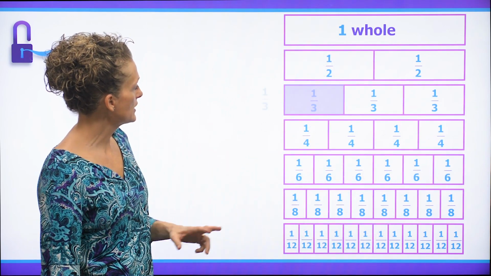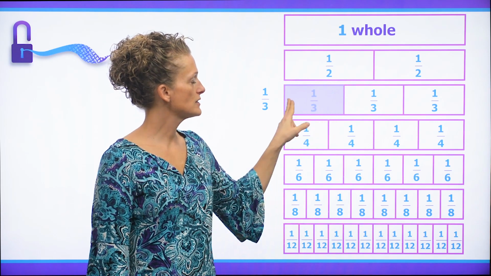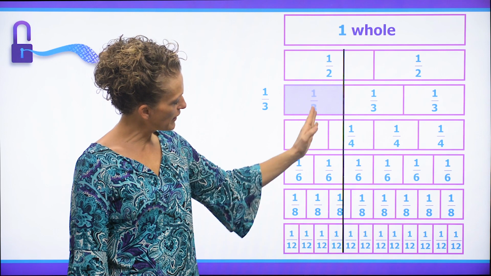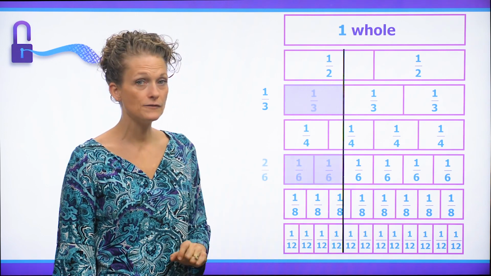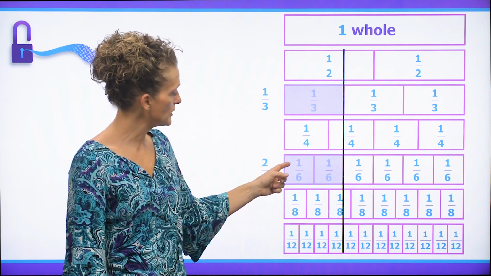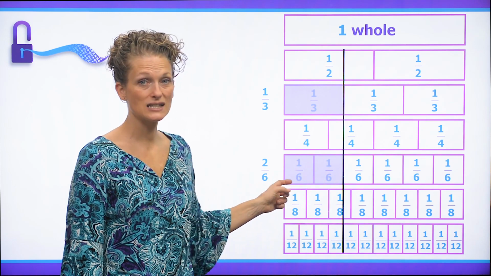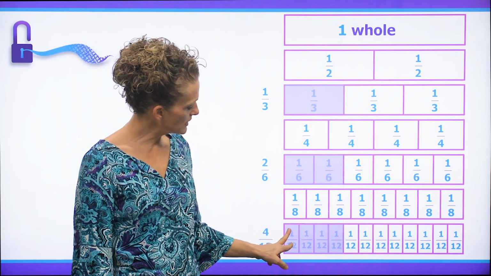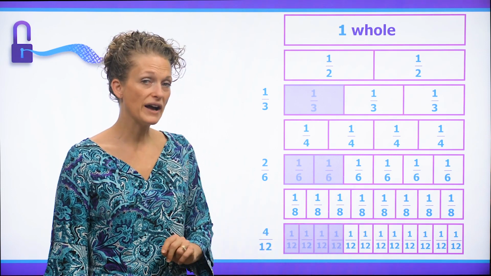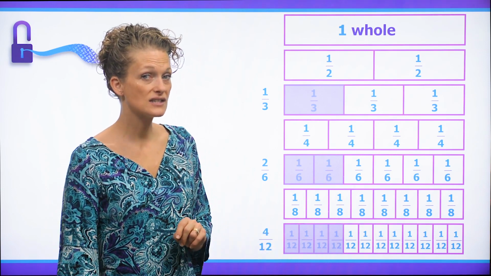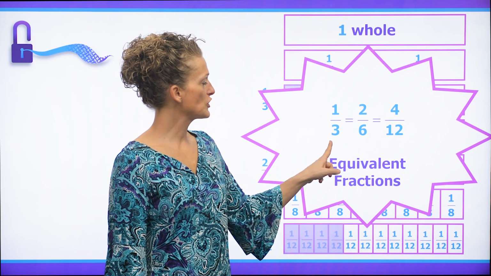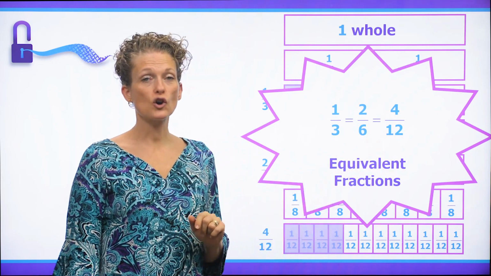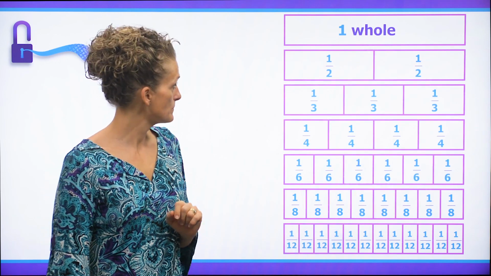All right, let's look at another one. 1/3, we can see if we shade in 1 piece here, then we're going to draw our line and see which other fraction strips also have the same amount. So here we can see 2/6 shades the same amount, and down here we have 4/12, which again shades the same amount. So 1/3 equals 2/6 equals 4/12. These are all equivalent fractions.